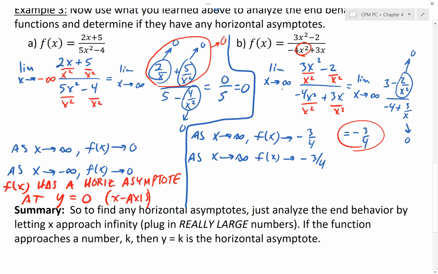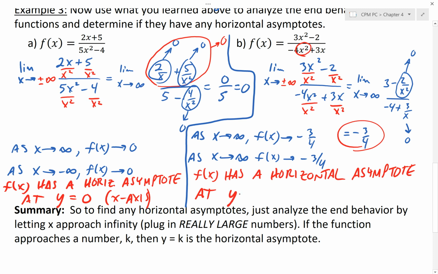And again, it doesn't matter if I let x approach infinity or negative infinity. So I'm going to say plus and minus infinity for both part A and B. And so our end behavior, the graph is approaching negative 3/4, so f of x has, again, a horizontal asymptote at y equals negative 3/4. Any questions?